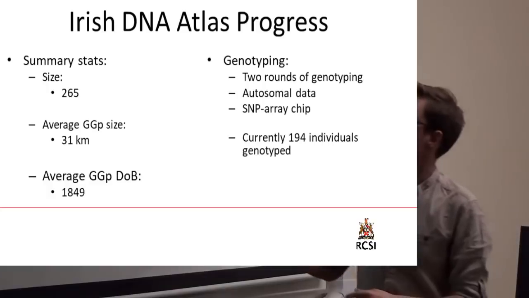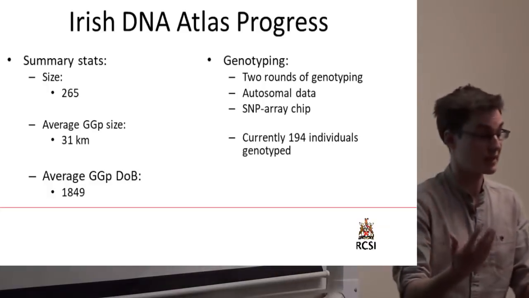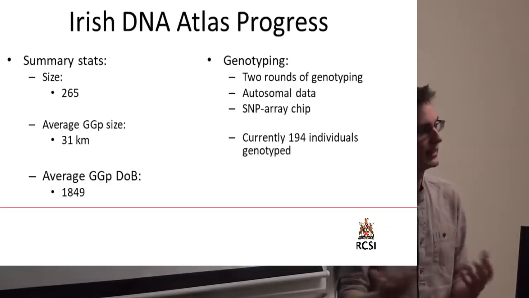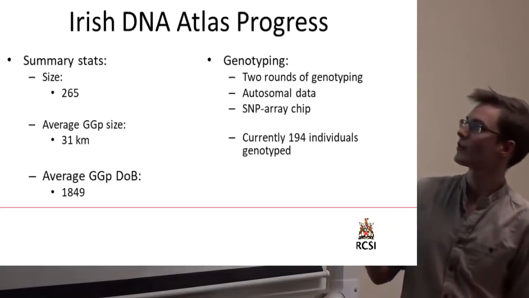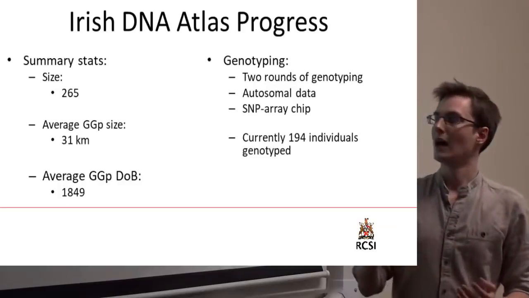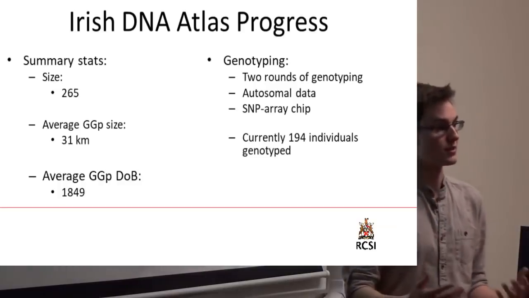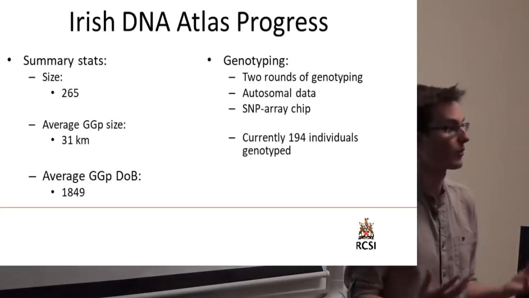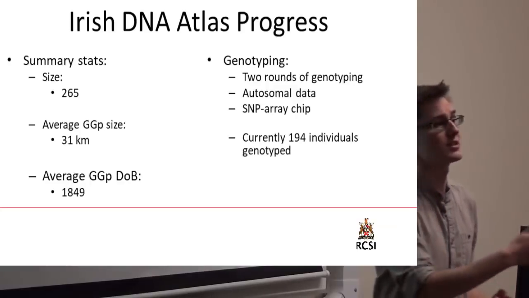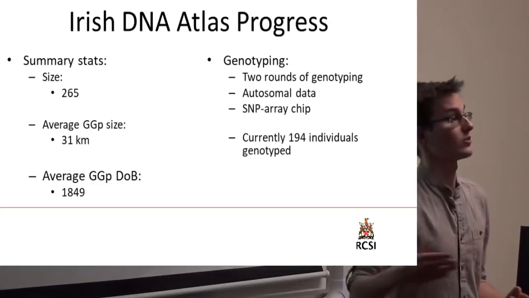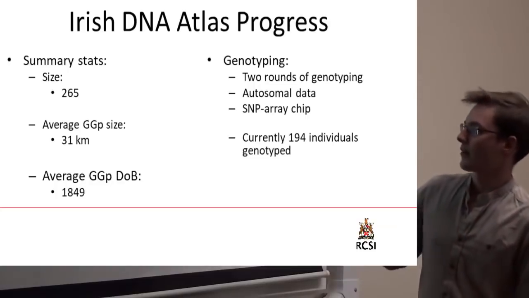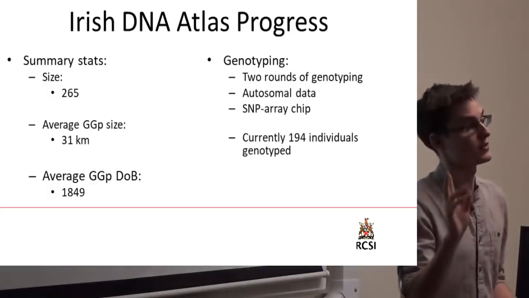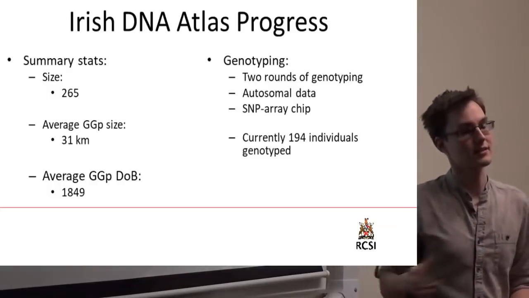And then on top of that, we've been genotyping. Genotyping is the collection of genetic data on individuals, running chemistry on their DNA and getting the results from that. We've done 2 rounds of genotyping, and we've generated autosomal data on a chip called a SNP array chip, which basically describes each individual 700,000 times. We've currently genotyped 194 of those individuals, and those 194 individuals are included in the analyses that I'm going to present tonight.